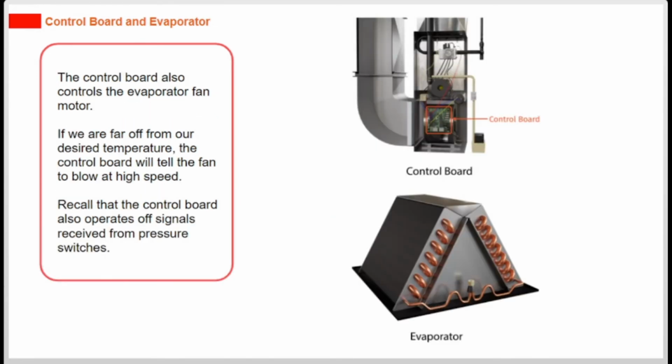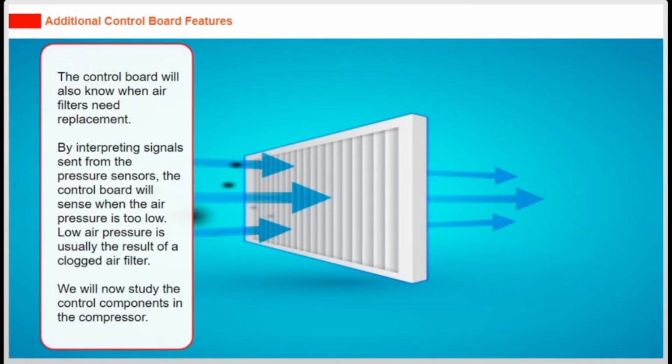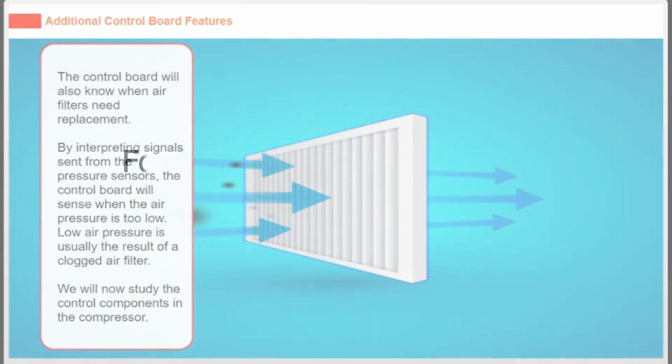The control board also controls the evaporator fan motor. If we are far off from our desired temperature, the control board will tell the fan to blow at high speed. Recall that the control board also operates off signals received from pressure switches. The control board will also know when air filters need replacement. By interpreting signals sent from the pressure sensors, the control board will sense when the air pressure is too low. Low air pressure is usually the result of a clogged air filter. We will now study the control components in the compressor.